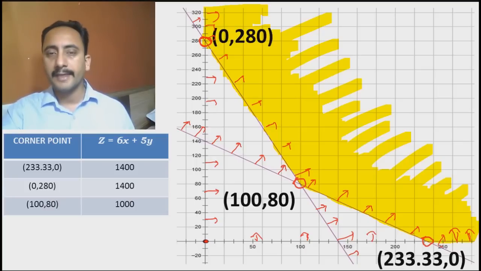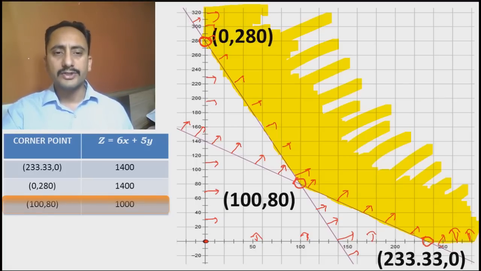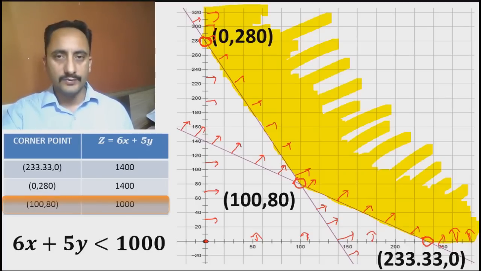But since the region is unbounded, I am not sure whether the solution exists or not. But one thing which I am sure about is, if solution exists, then the solution is (100, 80). The only thing which I need to check is whether the solution exists or not. The method to check whether the solution exists or not is very simple. I will do it with contradiction. I will suppose that the value of z can further be reduced, means z can be less than 1000. So I will consider that the value of 6x plus 5y can be less than 1000.